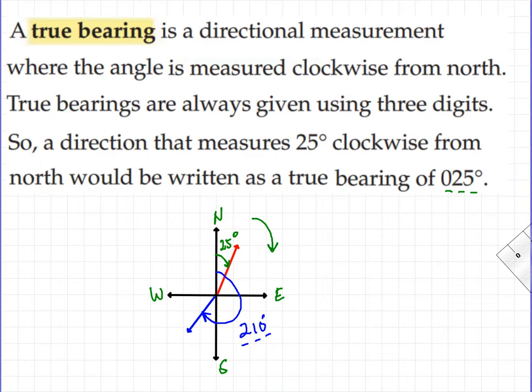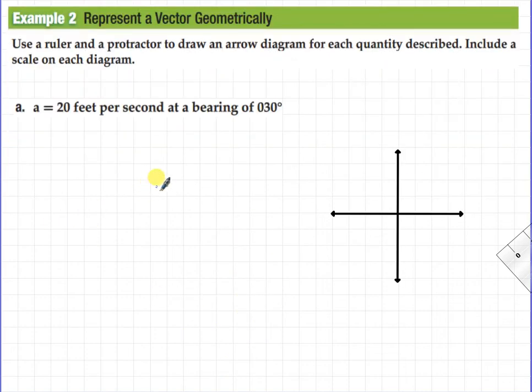Let's take examples and see how we represent vectors geometrically. Use a ruler and a protractor to draw an arrow diagram for each quantity described. Include a scale on each diagram. The scale is very important here in order to draw the arrow. So, part A, I have vector A. Whenever we are working with vectors, we need to put the arrow above the letter. Vector A equals 20 feet per second at a bearing of 030. Is this a quadrant bearing or a true bearing? Because I have 3 digits here, it's a true bearing direction.